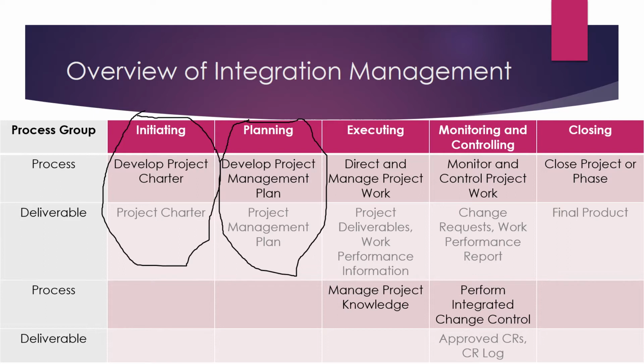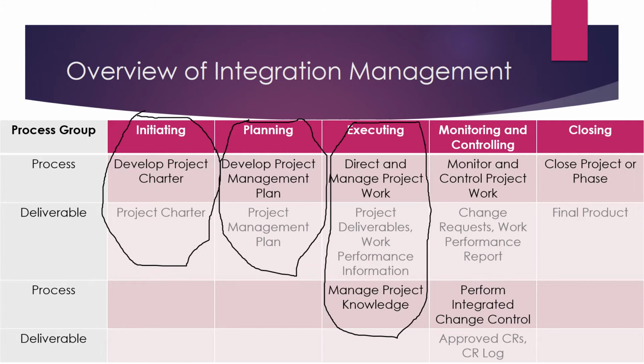All right, let's move on to executing. So executing has two processes. Number one is direct and manage project work. The deliverables of this process are going to be project deliverables. So whatever you are going to deliver as part of the project, they are the deliverables of this process itself. So this is where the actual work takes place. The direct and manage project work process is where the actual project work takes place. So project deliverables are the first deliverable of this process.